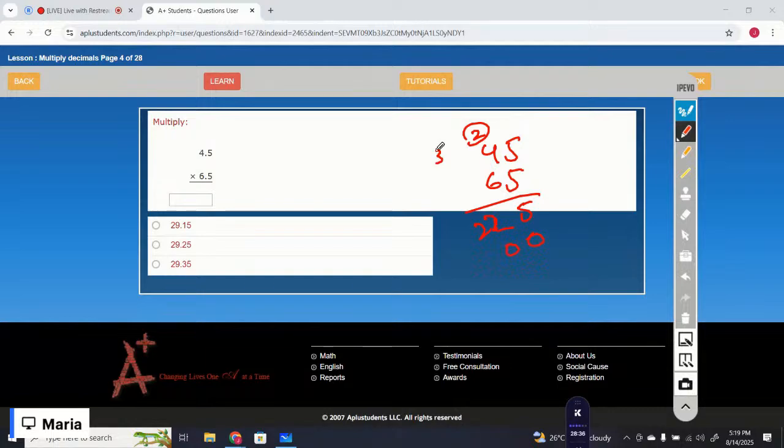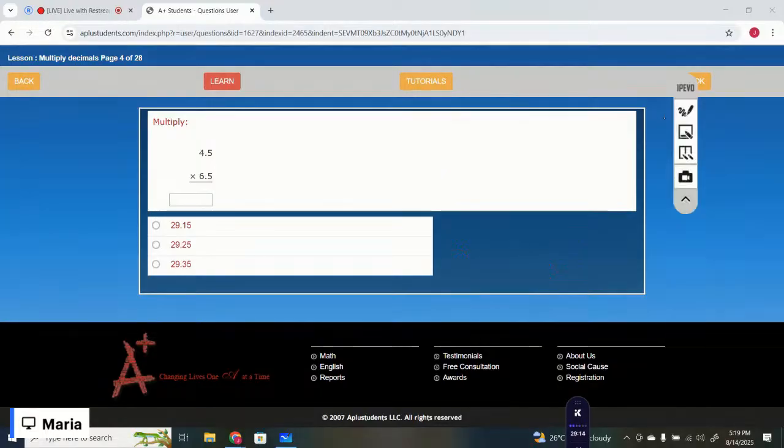6 times 5 is 30. 6 times 4 is 24 and 3 is 27. That is 5, 2, 9 and 2. That is 29.25. That is 29.25. Option number 2 is the correct option.